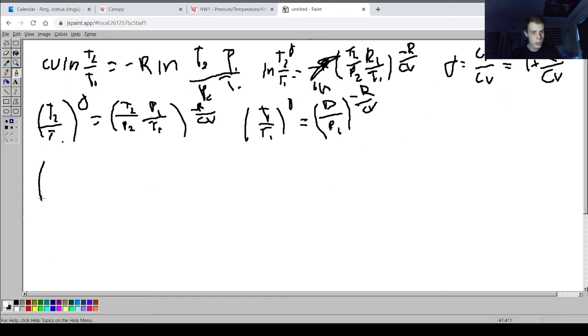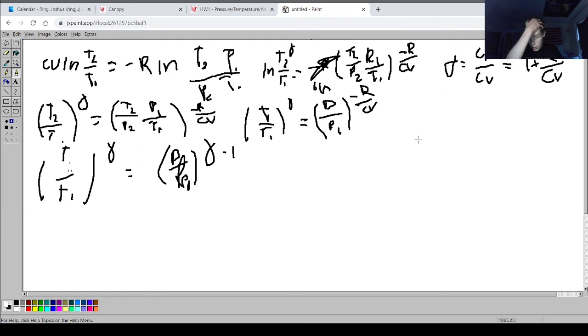So we're going to use this for the negative R over Cv, and we'll be able to simplify the equation to T over T1, since we got rid of the T2 earlier. It's still to the gamma, but this side changes up a little bit. We still have the P over P1, but we are going to change the negative R over Cv to be gamma minus 1 by using this, like I stated earlier. And now we are just going to get the T's all alone, so we are going to get rid of the gamma.